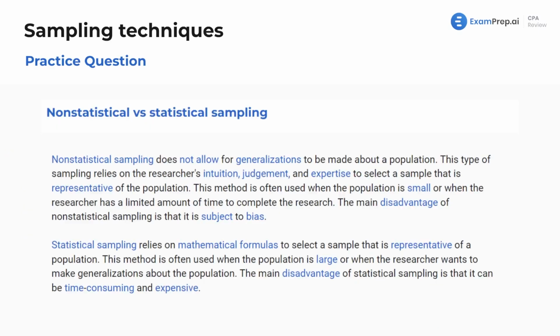For reference, here is where we went through a good amount of what makes up non-statistical sampling in the lessons. Feel free to pause, refresh yourself. Now let's keep moving along.